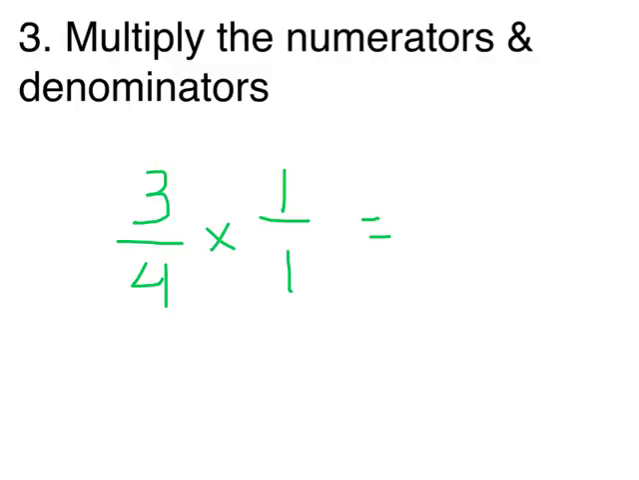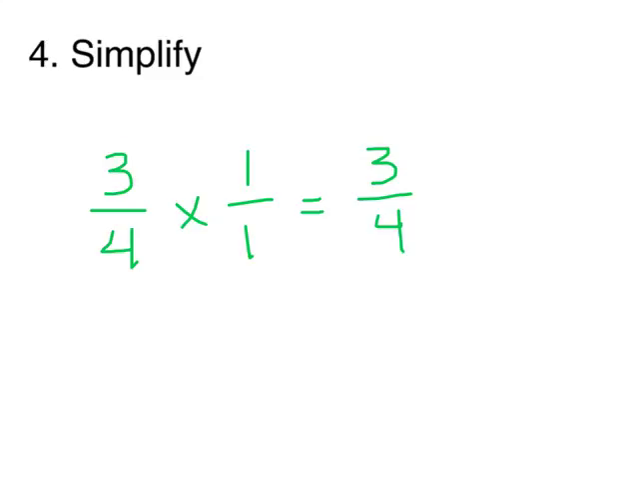Step 3 is to multiply the numerators and the denominators. So 3 times 1 is 3, and 4 times 1 is 4. The last step is to simplify. When you look at the product, you can see that 3/4 is already simplified. There's nothing it can be reduced by. The reason for this is because we simplified in step 2 while doing the cross simplification.